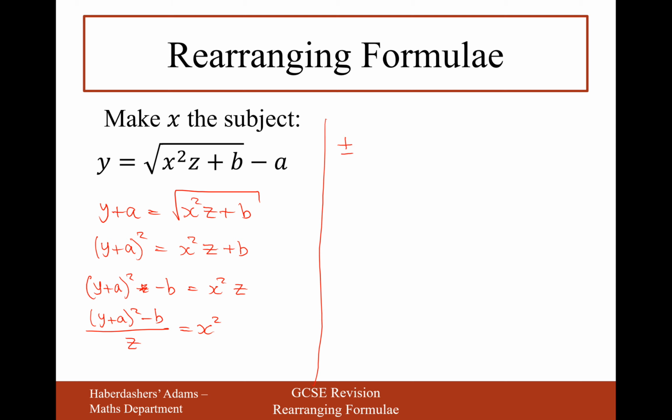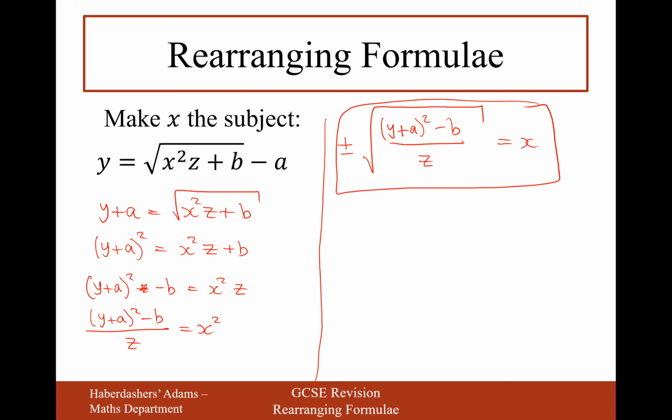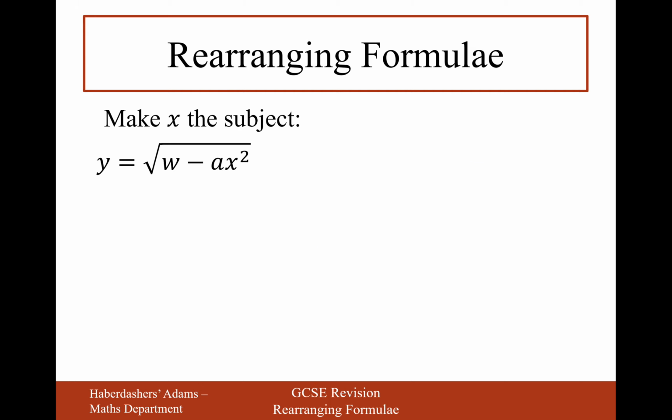So it's going to be plus or minus a whopping big great square root of y plus a squared minus b divided by z equals x. And there we are, that's the answer to this question. So we're slowly building up the skills here. Hopefully you're finding these still challenging but easier as we go along and you're building up your skills.